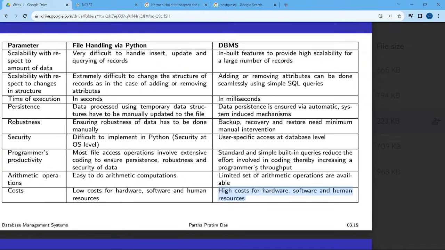As we can see in the table, less scalability in both the points, whether we are seeing with respect to amount of data or with respect to the change in structure.